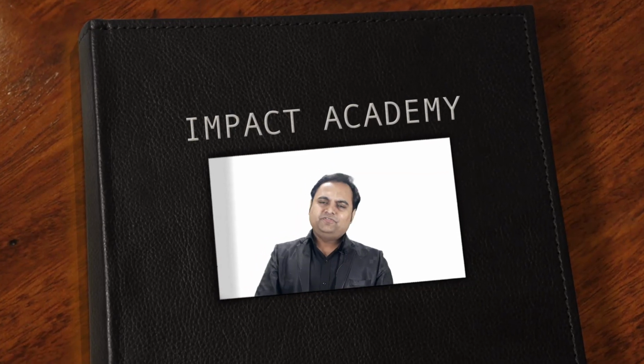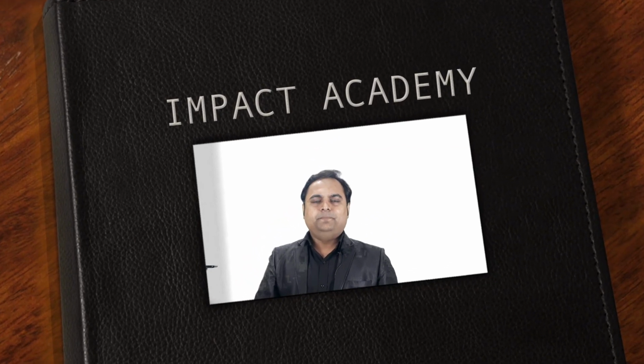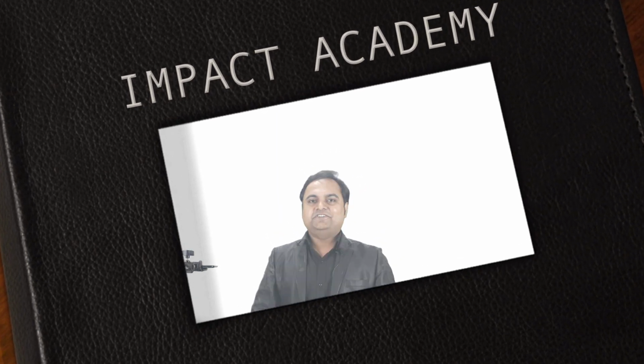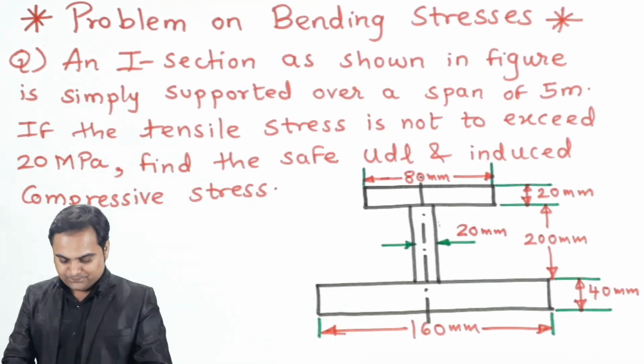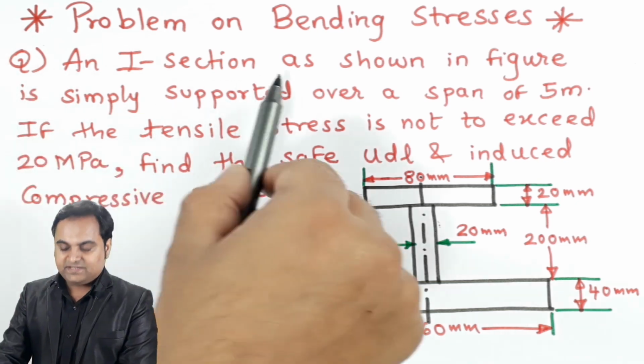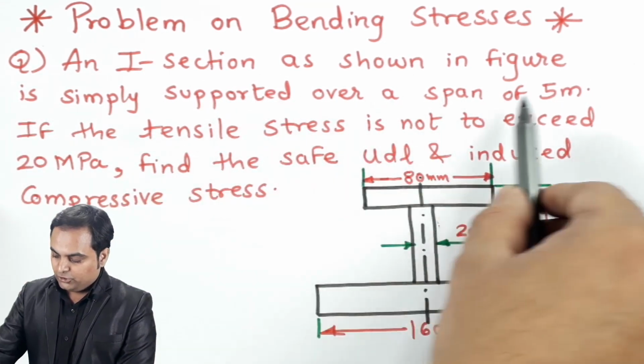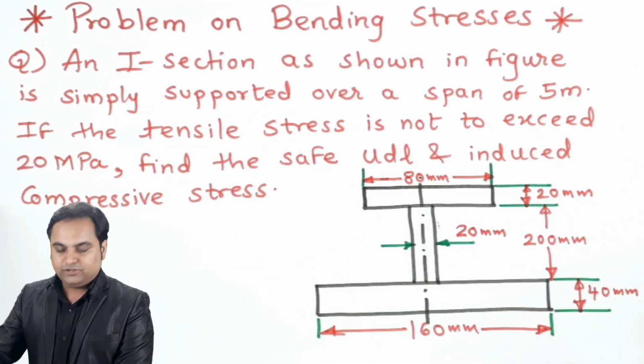Hi friends, here in this video we are going to see a problem on bending stresses. For that, here is the question. So let's get started. The question is, an I section as shown in figure, the diagram is given, is simply supported over a span of 5 meter, that is the length of the beam given.